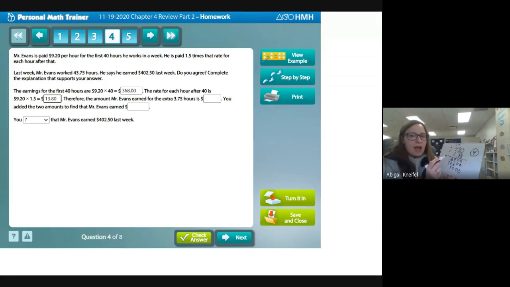3 times 3 is 9, plus 2 is 11. Carry my 1. 3 times 1 is 3, plus 1 is 4. That's a lot of multiplication. That's easy to get tricked up on, but I put them in nice rows. So now I got to add them up.